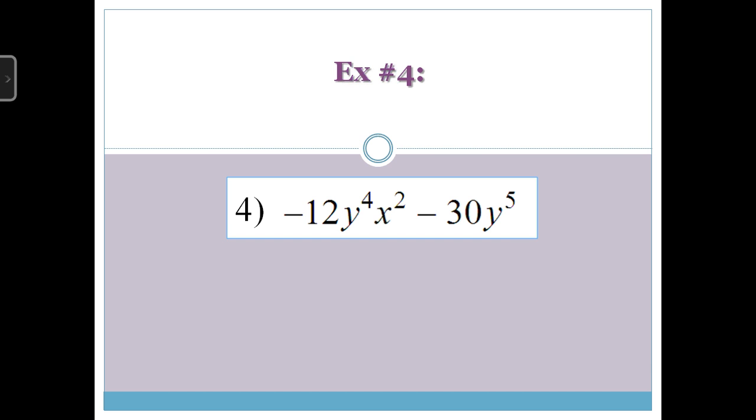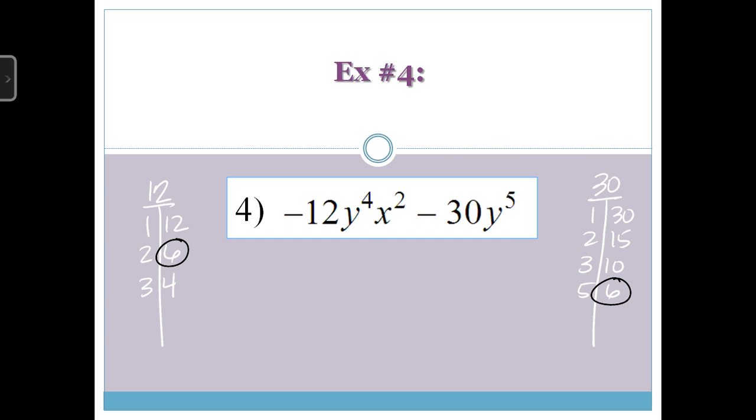All right, let's look at 4. Go ahead and copy that down. Remember, at any time if you need to go back, just rewind the video. All right, so the first thing that you should do after you copy them down is write out the factors of 12 and 30. So what's the GCF? Did you get 6?